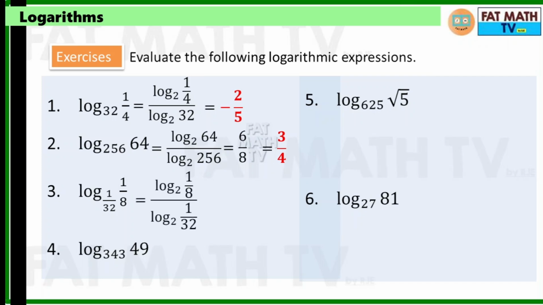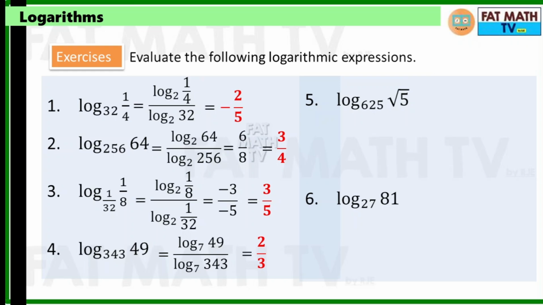Number 3, logarithm of 1/8 to the base 1 over 32 is logarithm of 1/8 over logarithm of 1 over 32. Choose base 2. 1/8 is 2 raised to negative 3, so you will have negative 3. 1 over 32 is 2 raised to negative 5, so negative 5. Negative 3 over negative 5 is positive 3/5. Number 4, logarithm of 49 over logarithm of 343. Use base 7. Logarithm of 49 to the base 7 is 2. Logarithm of 343 to the base 7 is 3. So the answer is 2/3.